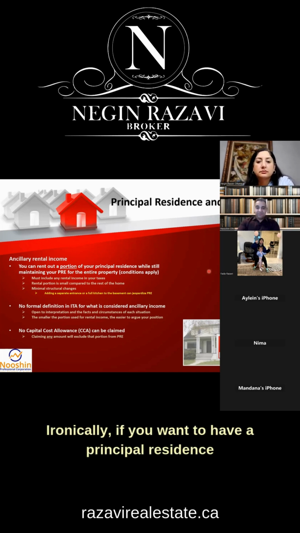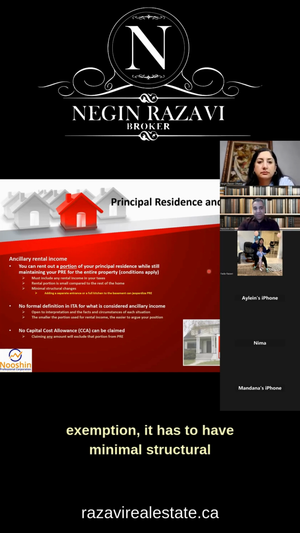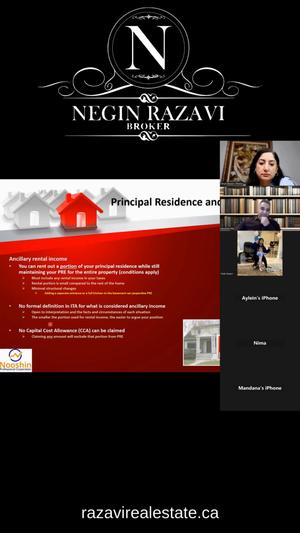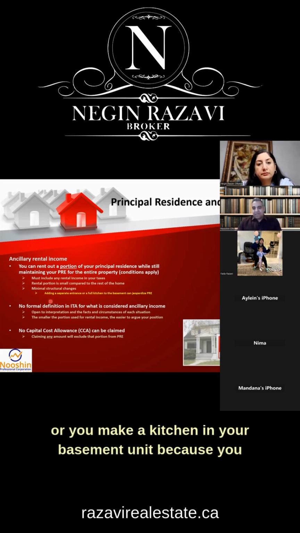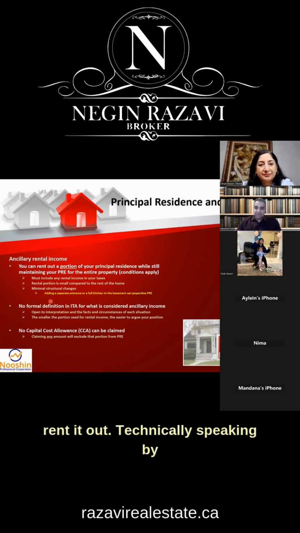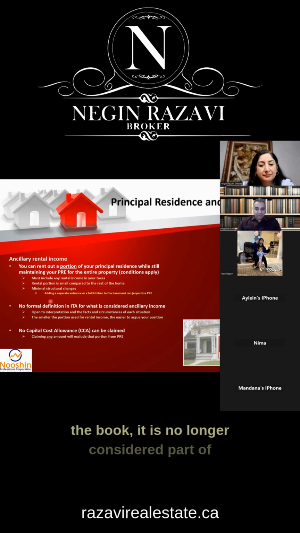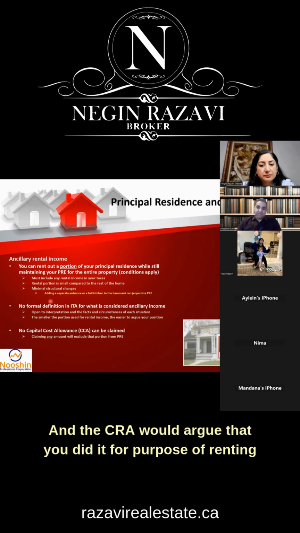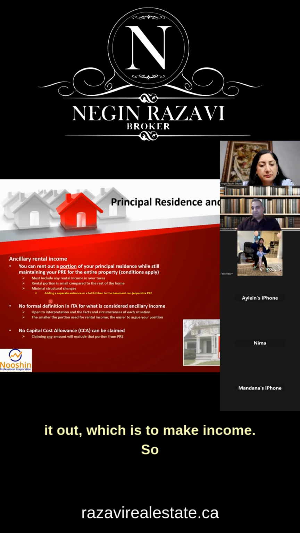Ironically, if you want to have a principal residence exemption, it has to have minimal structural changes. For example, if you have a basement unit, this part is key, and you add a separate entrance, or you make a kitchen in your basement unit because you want to rent it out, technically speaking, by the book, it is no longer considered part of your principal residence exemption because you made a structural change. The CRA would argue that you did it for the purpose of renting it out, which is to make income. So that portion will not be part of your principal residence exemption.